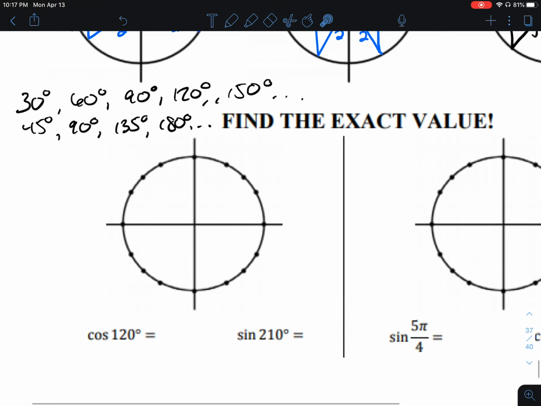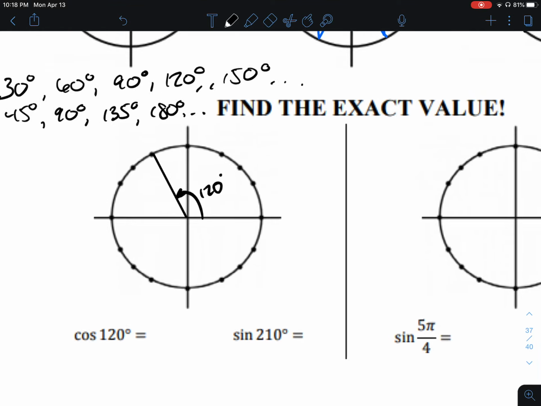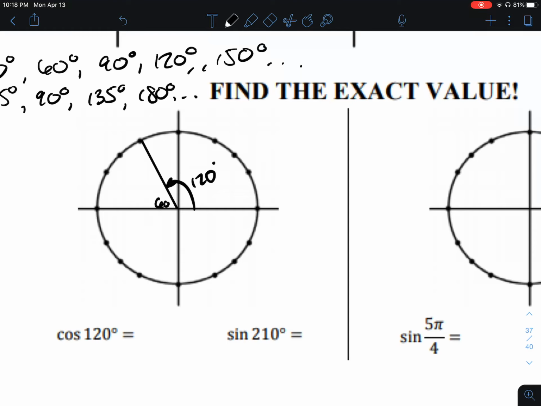Let's check out this. Cosine of 120 degrees. 120 degrees is going to fall into quadrant 2. If that's 120, what we really want to know is, what's the measure of the reference angle? Well, that reference angle is going to be 60 degrees because 120 plus 60 is 180. Draw your reference triangle, making sure that one of your legs is on the x-axis. This makes a 30, 60, 90. Take the smallest side, which is opposite 30, make that 1.